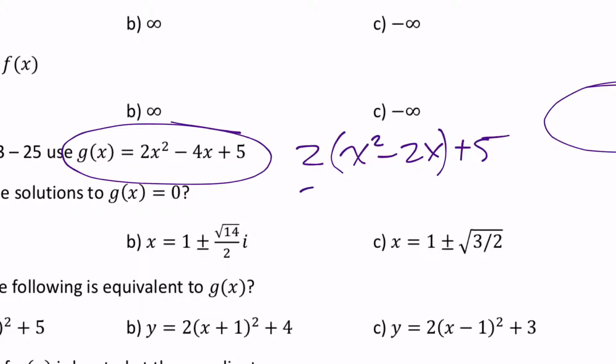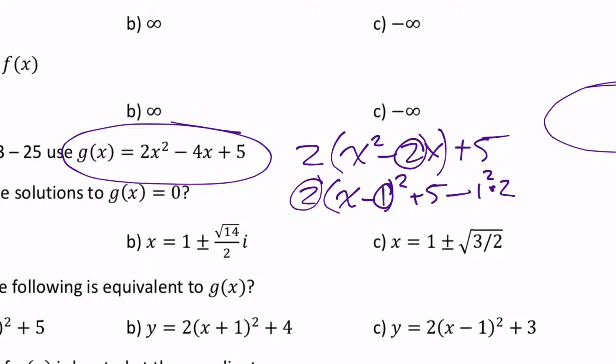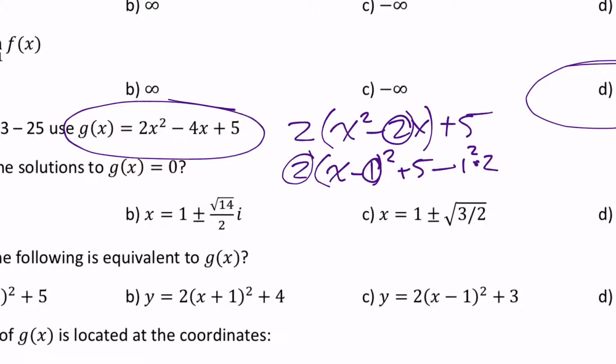Now that I've pulled that 2 out, I'm going to actually complete the square, which means I'm going to write this as x minus 1 squared. Minus 1 being half of this number. I'll still have my plus 5, but now I need to subtract this number 1 squared times the leading coefficient of 2. So now 2 in front, x minus 1 squared. 1 squared times 2 is 2, so I need 5 minus 2, which is a plus 3. Okay, so there is that.